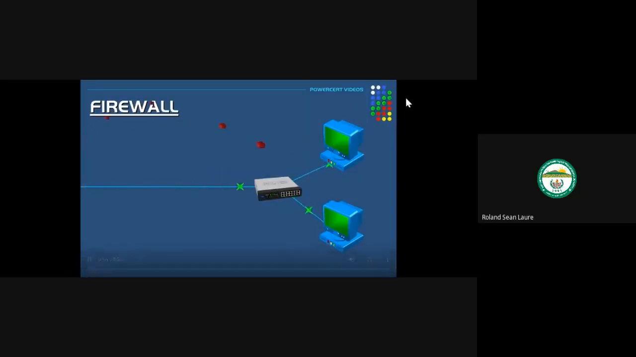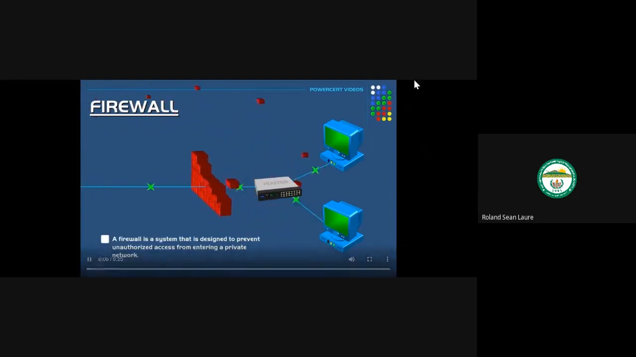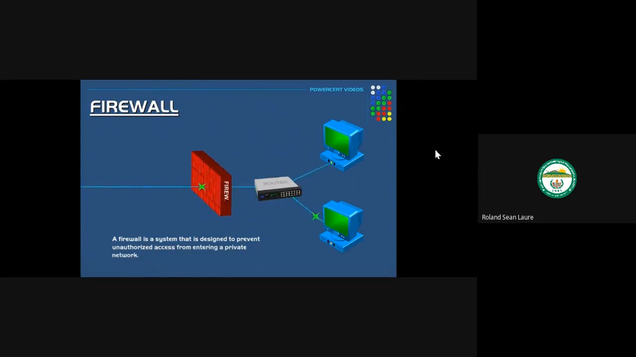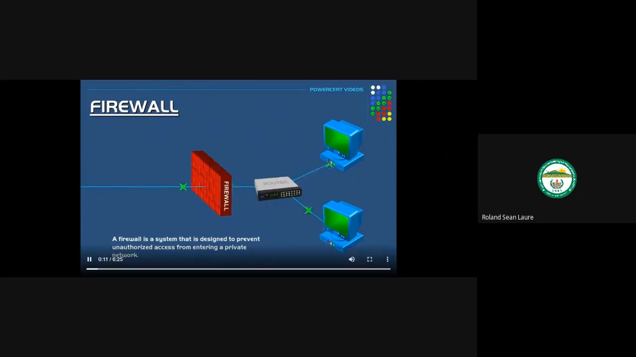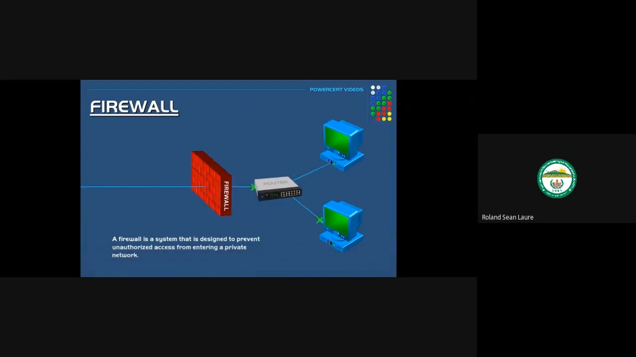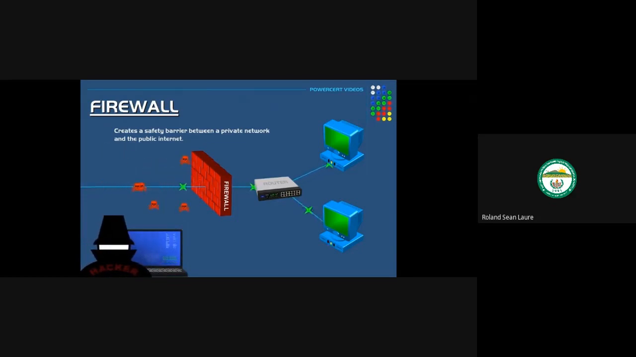What is a firewall? Now, a firewall is a system that is designed to prevent unauthorized access from entering a private network by filtering the information that comes in from the internet. A firewall blocks unwanted traffic and permits wanted traffic. So a firewall's purpose is to create a safety barrier between a private network and the public internet. Because out on the internet, there are always going to be hackers and malicious traffic that may try to penetrate into a private network to cause harm. And a firewall is the main component on the network to prevent this.